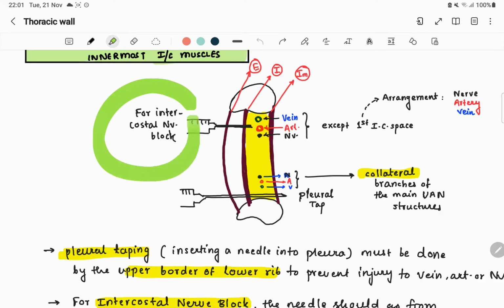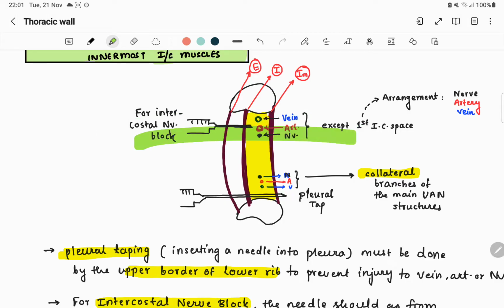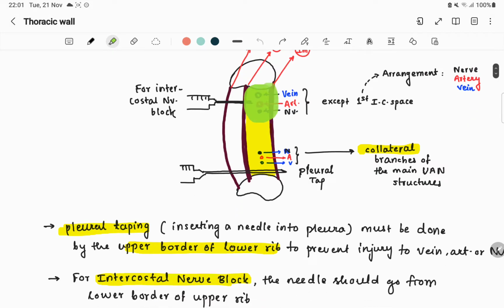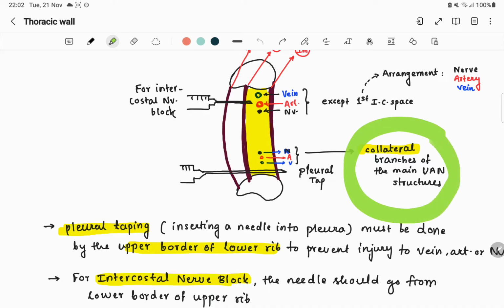For intercostal nerve block, we are piercing, it should be done in the upper part, so as to prevent any damage. And this arrangement, vein, artery, nerve, is constant, except in the first intercostal space where there is nerve, artery, and vein. And these are the main branches, and there are also small collateral branches which are arranged in nerve, artery, and vein. These are the collateral branches of the main structures.